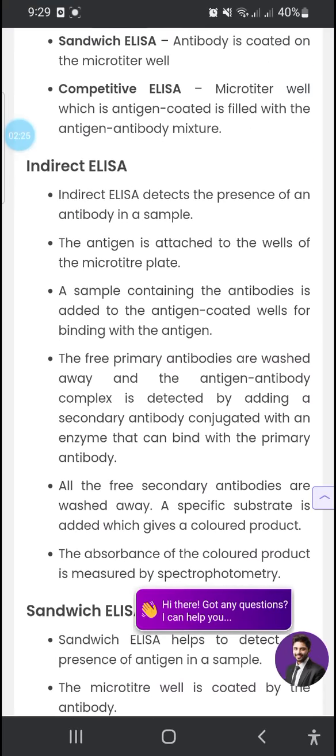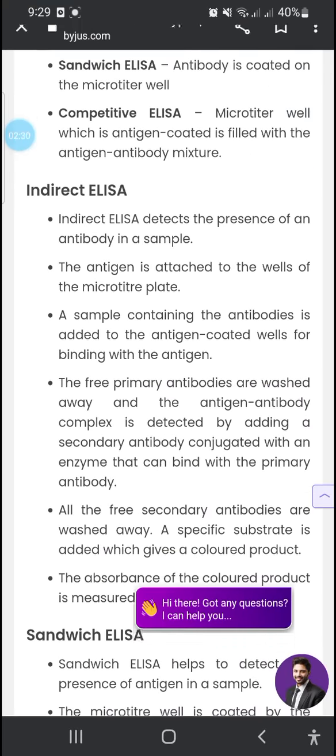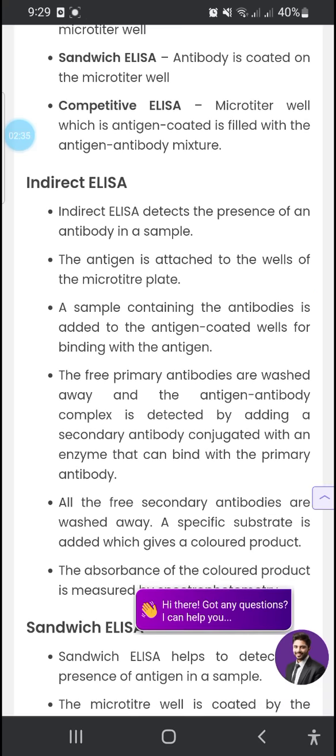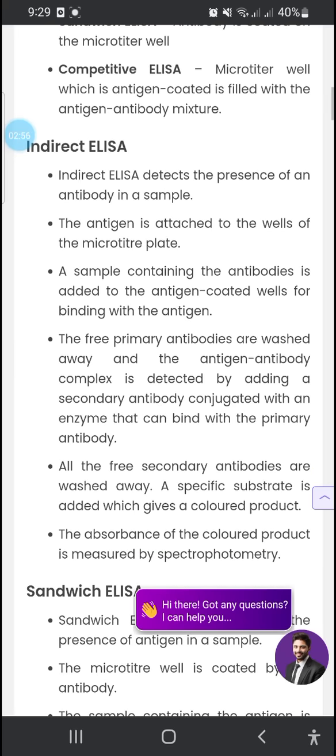Indirect ELISA. Indirect ELISA detects the presence of an antibody in a sample. The antigen is attached to the walls of the microtiter plate. A sample containing the antibodies is added to the antigen coated walls for binding with antigen. The free primary antibodies are washed away and the antigen antibody complex is detected by adding a secondary antibody conjugated with an enzyme that can bind with primary antibody.